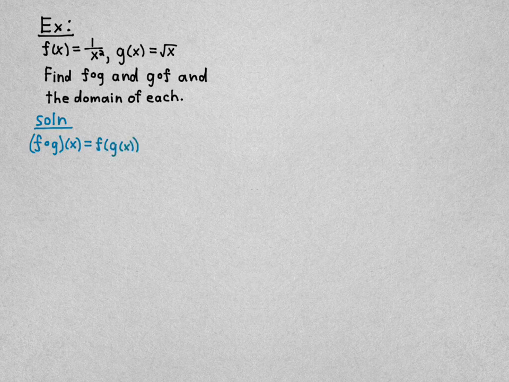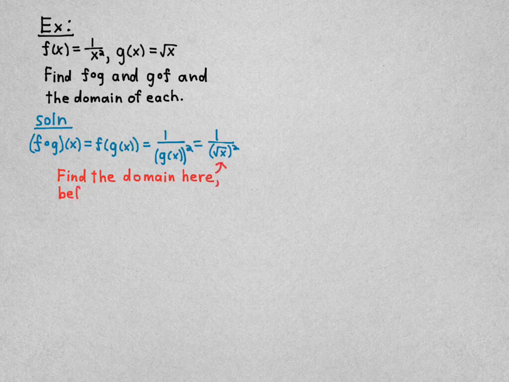So f compose g of x equals f of g of x. F is 1 over x squared, so I get 1 over the g of x squared, which is 1 over square root of x squared. Notice I didn't simplify it. Find the domain before simplifying. So because it's square root, I have to have x greater than or equal to 0. But I can't divide by 0, so I need x strictly greater than 0. Right, so I wrote all that out.